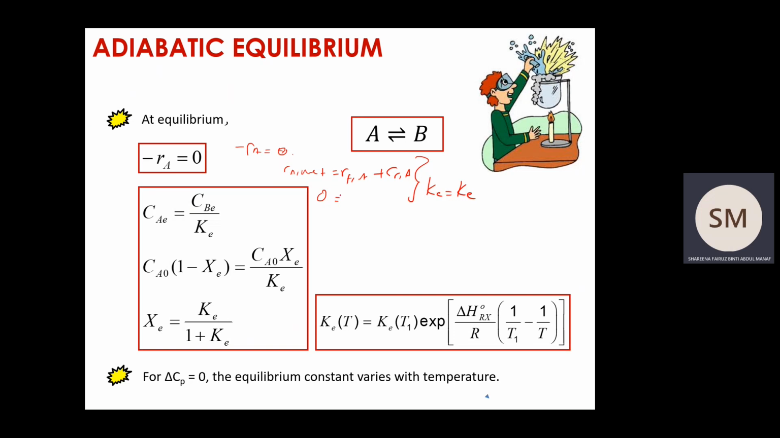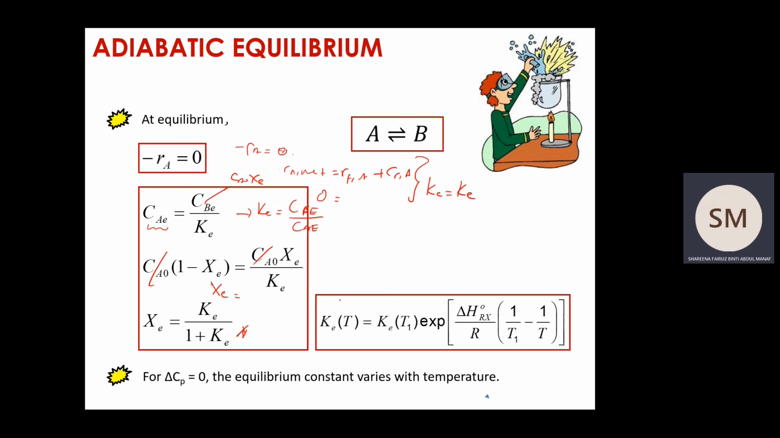So from here, K_E is equal to C_BE over C_AE. You learned this in the previous topic. Just substitute: C_AE is equal to C_A0 times (1 minus X_E). C_BE, the product, is C_A0 times X_E, over K_E. You can cancel this one. Then rearrange it in order to get X_E on the left side equal to something.